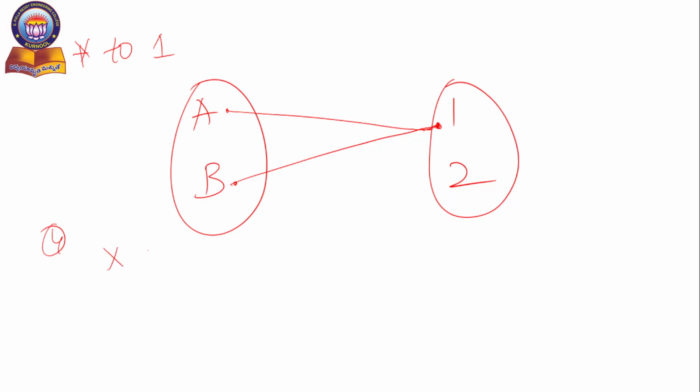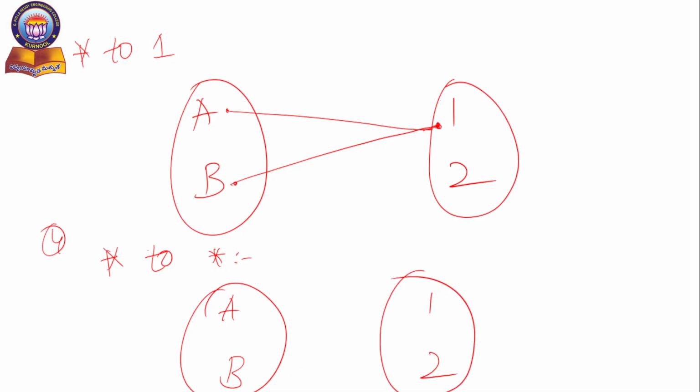Next, fourth one, many to many. What is meant by the many to many relationship? Let's consider two subsets, A, B, 1, 2. Here, many entities of the first set are related to many entities of the second set.